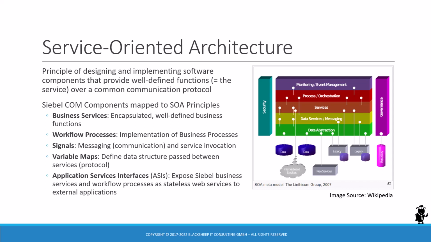And then customer order management introduces new concepts, which are signals and variable maps. So we'll spend a lot of time on discussing those. For now, signals ensure the messaging or communication and the service invocation. So they are a vehicle to actually invoke a service. And variable maps define the data structure passed between the services. So they act as a form of protocol, if you will, to allow the services to act without having to know the exact data model. So it's an abstraction layer or a protocol.